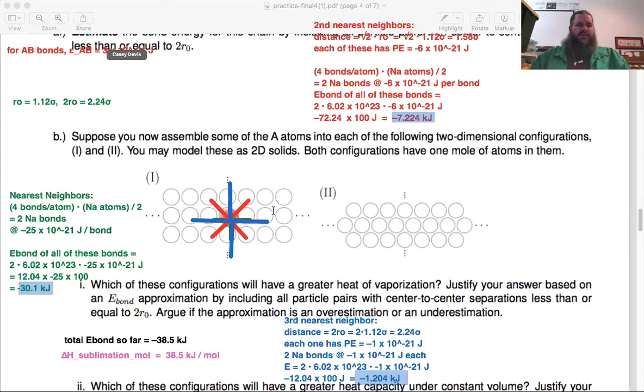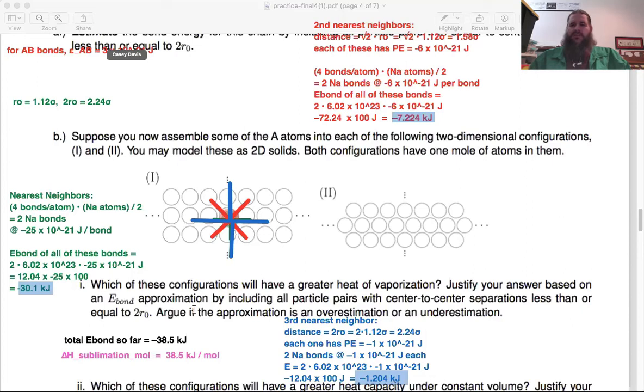To get some more practice on this, I'd recommend running through part 2 on your own, where you've got a similar structure of 1 mole of atoms, but they're in a hexagonal grid instead. So go through the same process, figure out how many adjacent atoms there are, that's the nearest neighbors, and then figure out which direction you'd have to go, again using that expanding circle approach. Figure out how many second nearest neighbors there are, and then how many third nearest neighbors, until you get to a distance of 2 R naught.